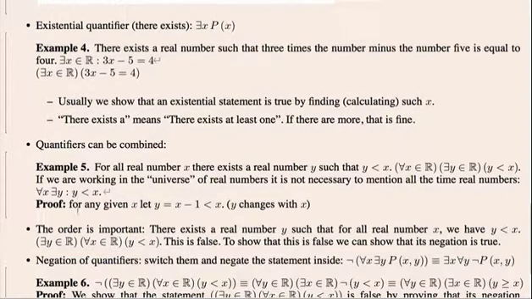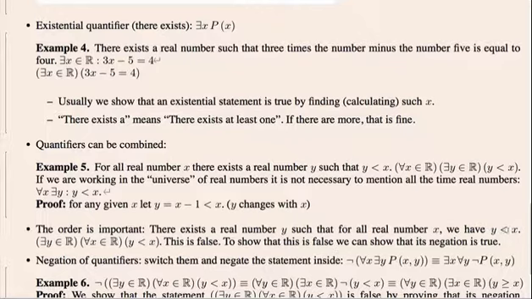The order is also important for quantifiers. If you change them around, many times the truthfulness of the statement will change. For example, if we say that there exists a real number y such that for all real number x we have y is less than x, this is a false statement. This states that there is a real number which is smaller than all real numbers. But of course, there is no smallest real number.